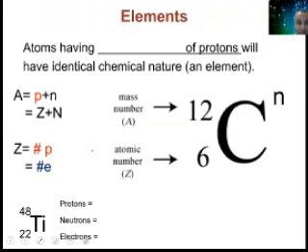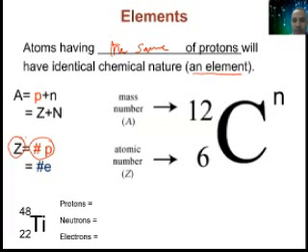So based on this concept, atoms having the same number of protons will behave identically and will have identical chemical nature, and will form an element. So the identity of an element is based on the number of protons. That number is called the atomic number, and it takes the symbol Z. It's going to equal the number of protons in the nucleus of this atom or element.